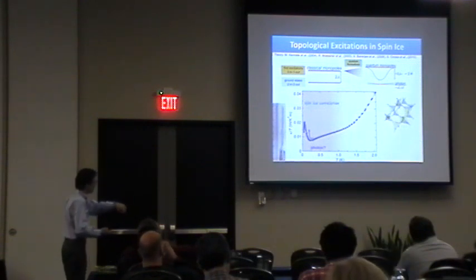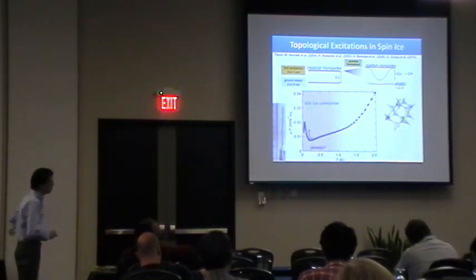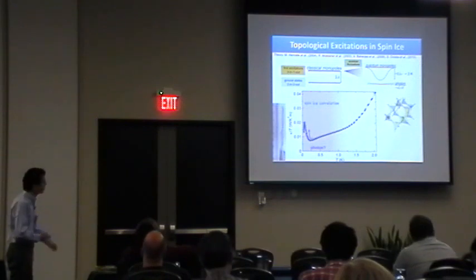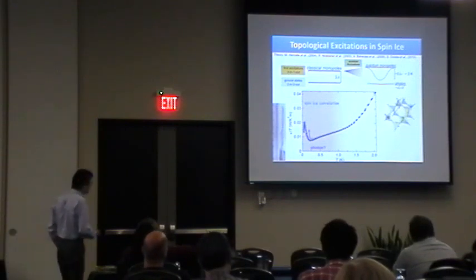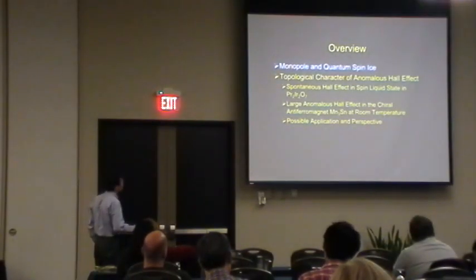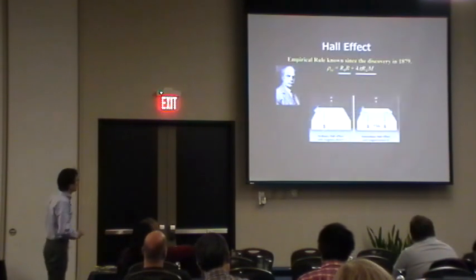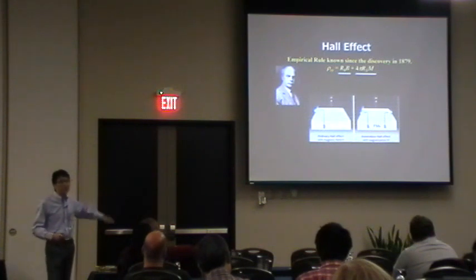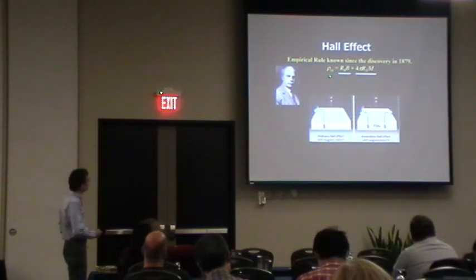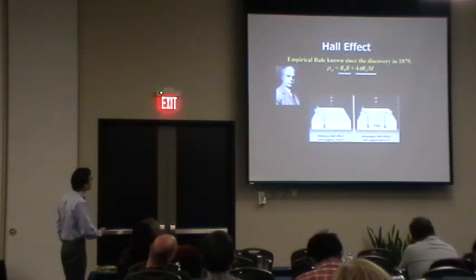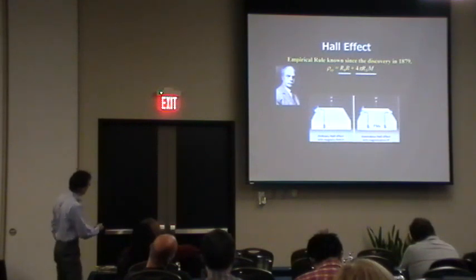Okay, this is the first part of my talk, and now I just want to switch gears and introduce another example of topological matter in correlated electron systems. So here I think it's now a more familiar thing to all of you, I hope.